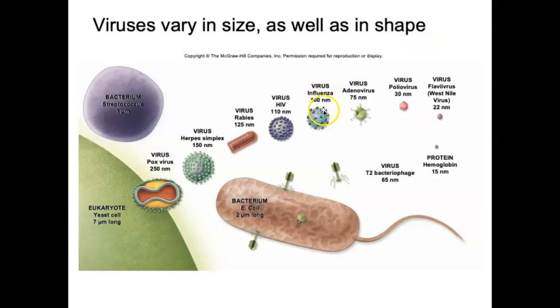So here's our typical influenza virus right there. There's our HIV virus over here, rabies, herpes, pox, etc. Here's the bacteria E. coli. So you think about it, these are bacteriophages, these little guys here, that are actually infecting a bacterial cell. That bacterial cell is small enough to fit inside the human cell.